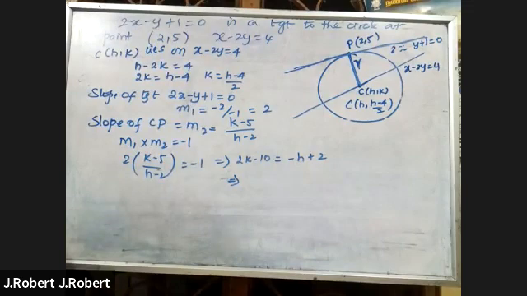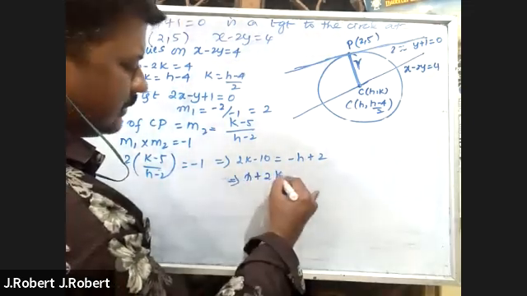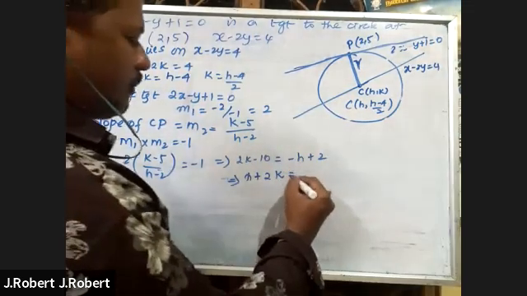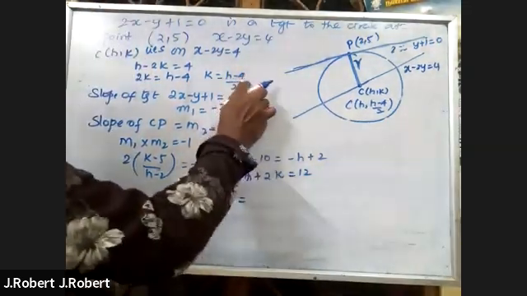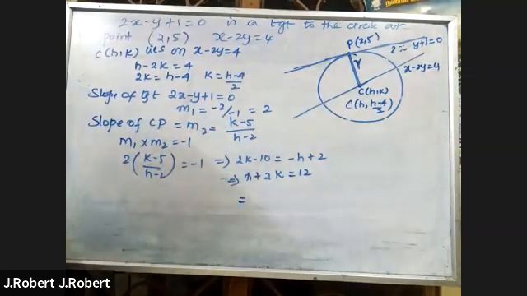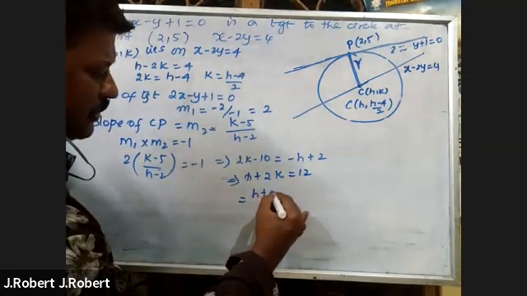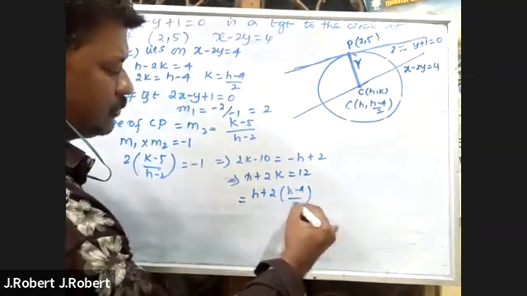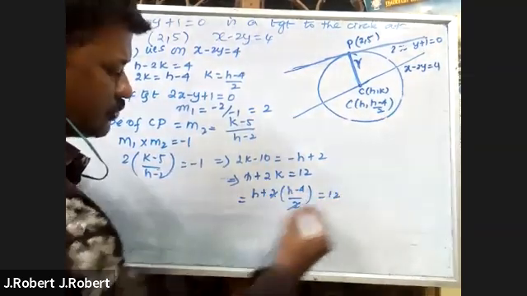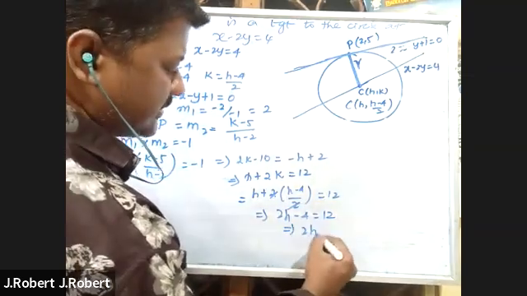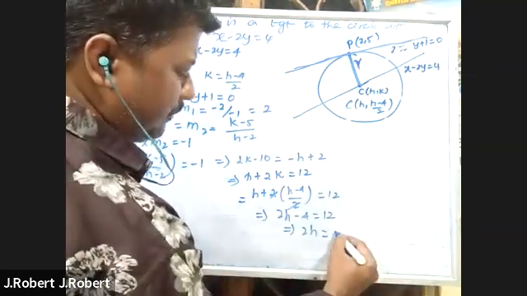Bring this side. We can bring this to this side, right? So h plus 2k equals, we have minus 10, so plus 12. But we know the value of k, which equals h minus 4 by 2. So we can write h plus 2 into h minus 4 by 2. The 2 cancels, which equals 12. Simplify: 2h minus 4 equals 12, or 2h equals 12 plus 4, which becomes 16.